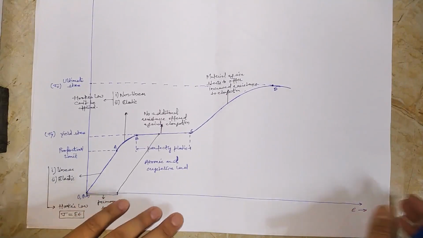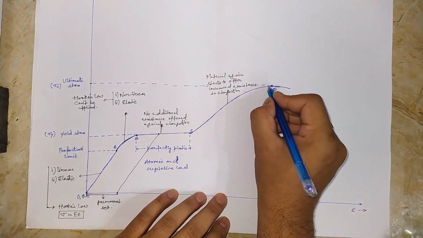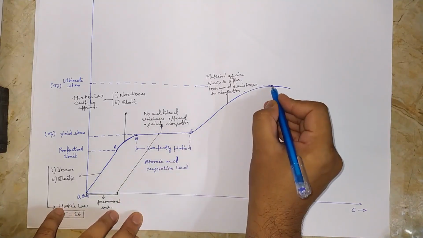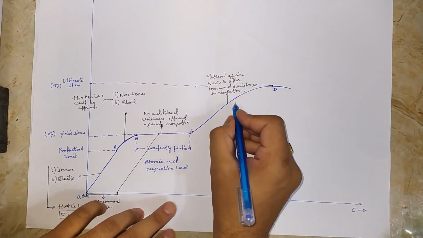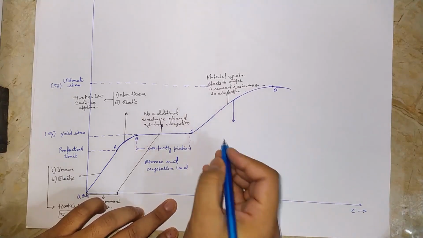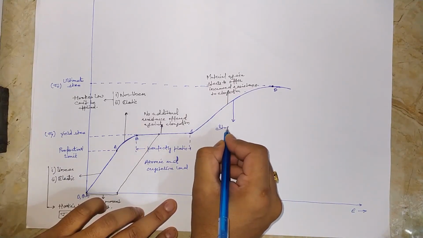Okay, so the material throughout its elongation journey takes maximum stress at point D, and this stretch of the graph between point C and D is called the strain hardening region.